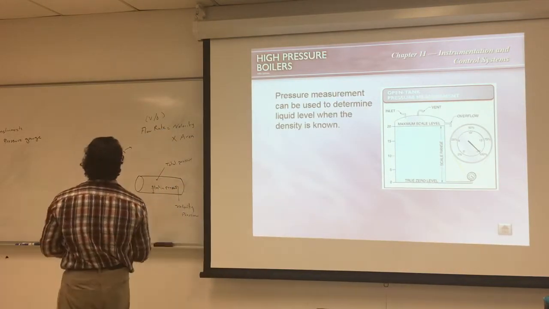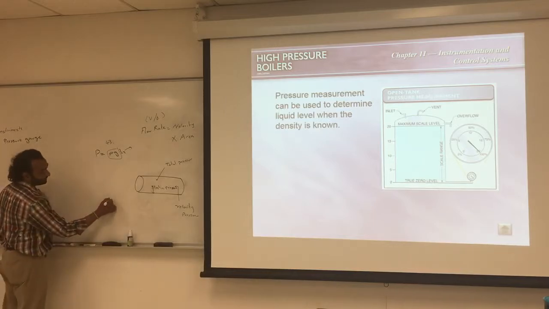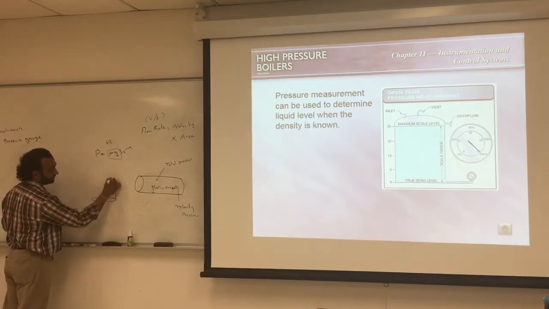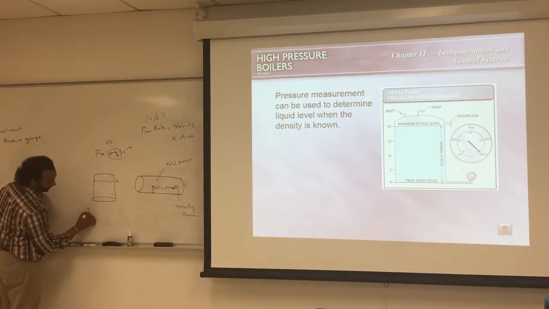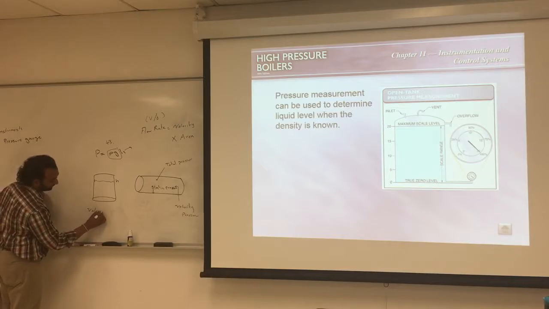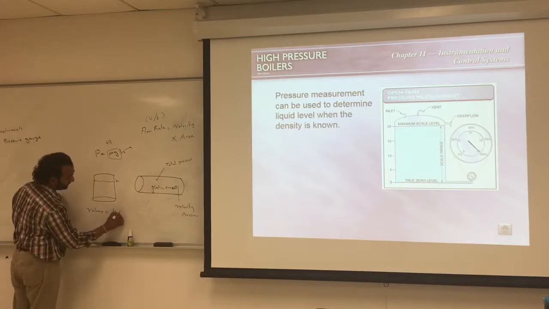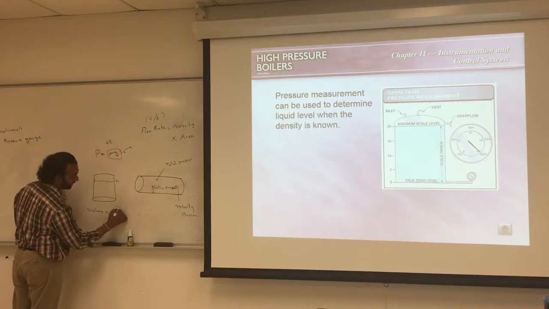That depends on what the tank looks like. So if the tank is cylindrical, it will be easy to know. If you know the height, you can know the volume. So the volume of that tank will equal height times circumference, which is 2 pi r.